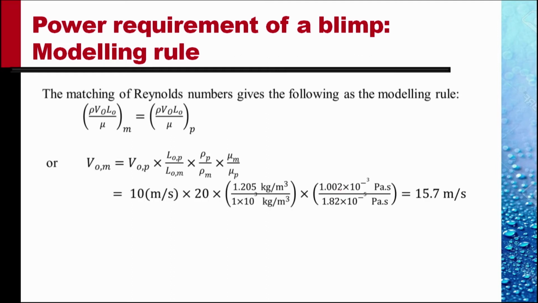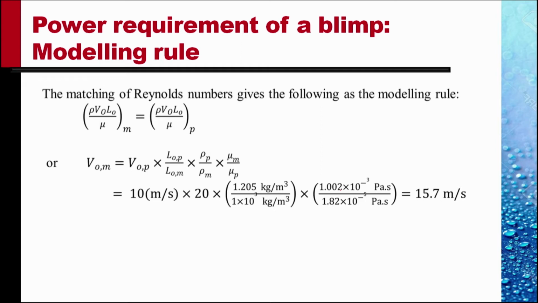And if we manipulate this, the characteristic value of the velocity in the model should be the characteristic velocity in the prototype multiplied by LOP divided by LOM. That is the characteristic length of the prototype divided by the characteristic length of the model, into the density of the prototype divided by the density of the model, into the viscosity of the model divided by the viscosity of the prototype. This is just recasting the Reynolds number equality in a different form.